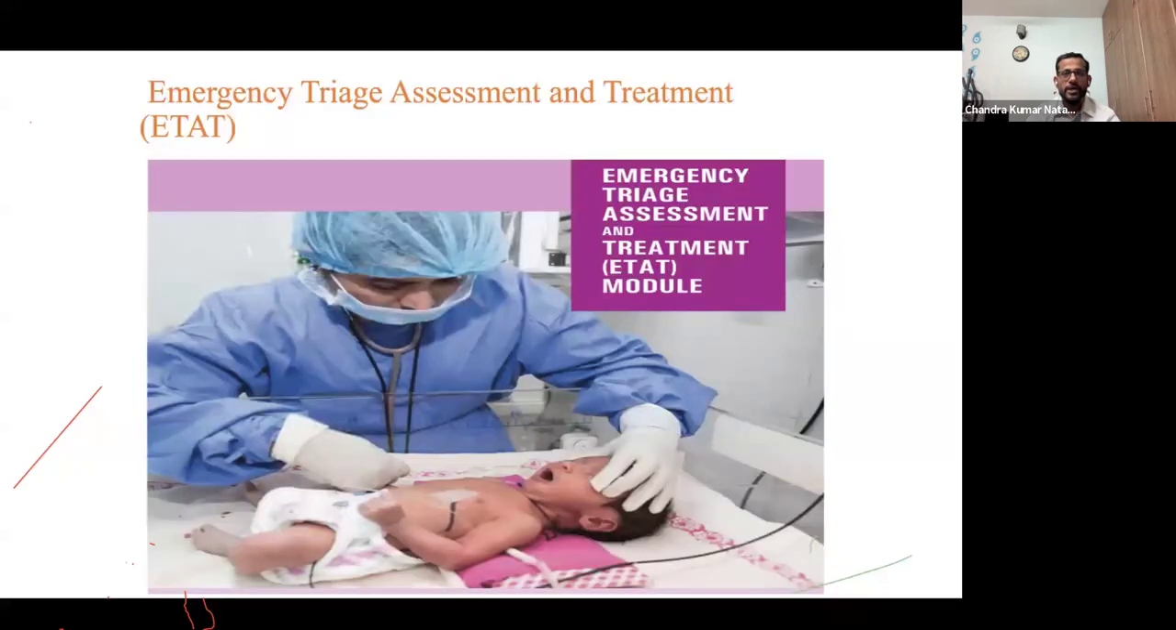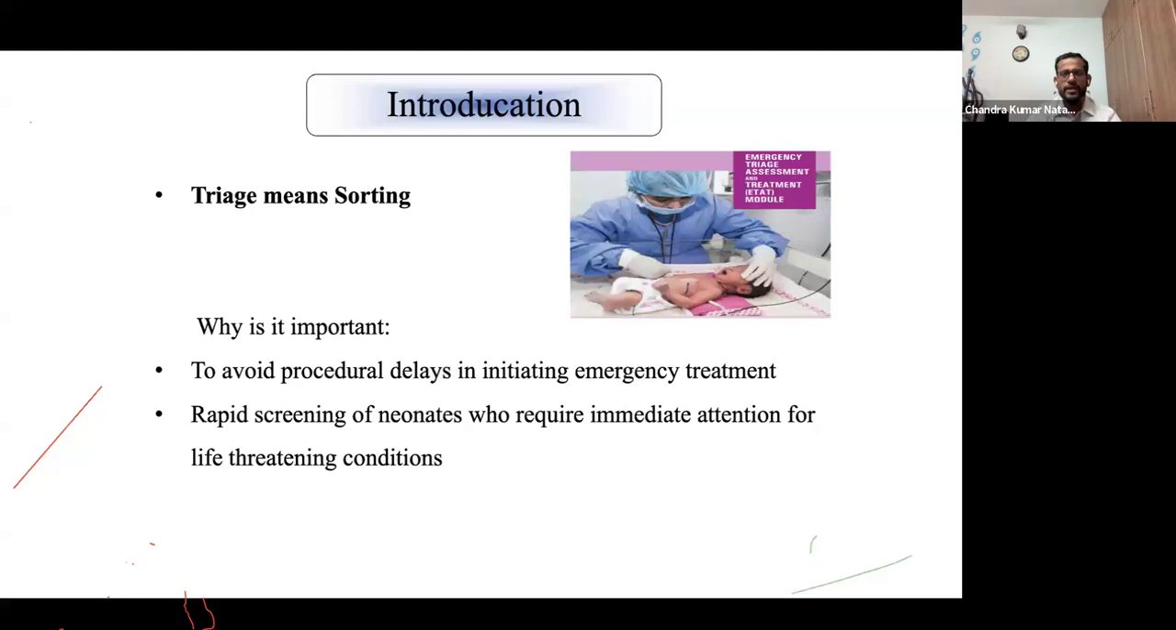The next part of the lecture would be on emergency triage assessment and treatment. So emergency triage assessment and treatment is important even for neonates. Triage means sorting. Why is it important? It is to avoid procedural delays in initiating emergency treatment, and we need to do rapid screening of neonates who require immediate attention for life-threatening conditions.